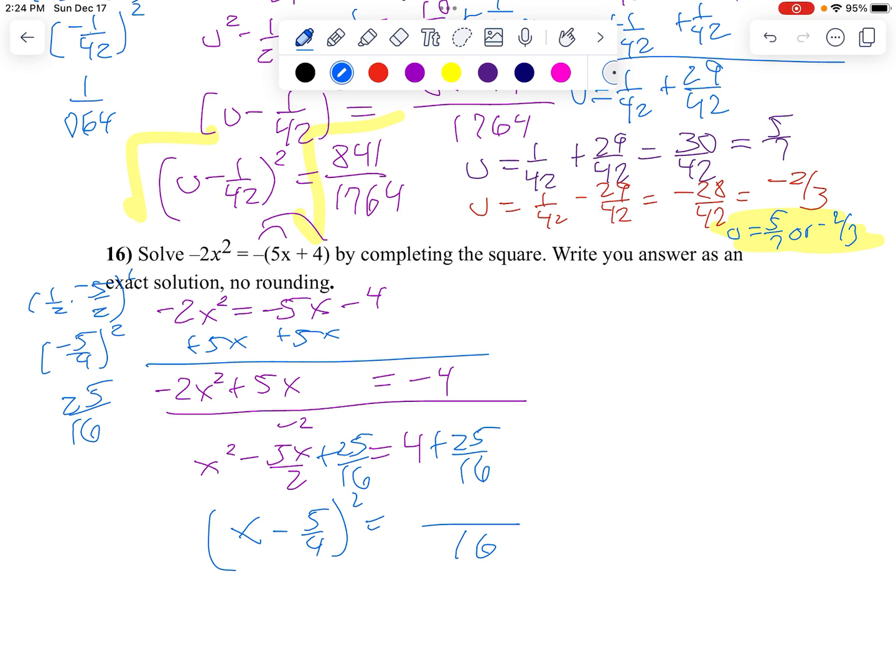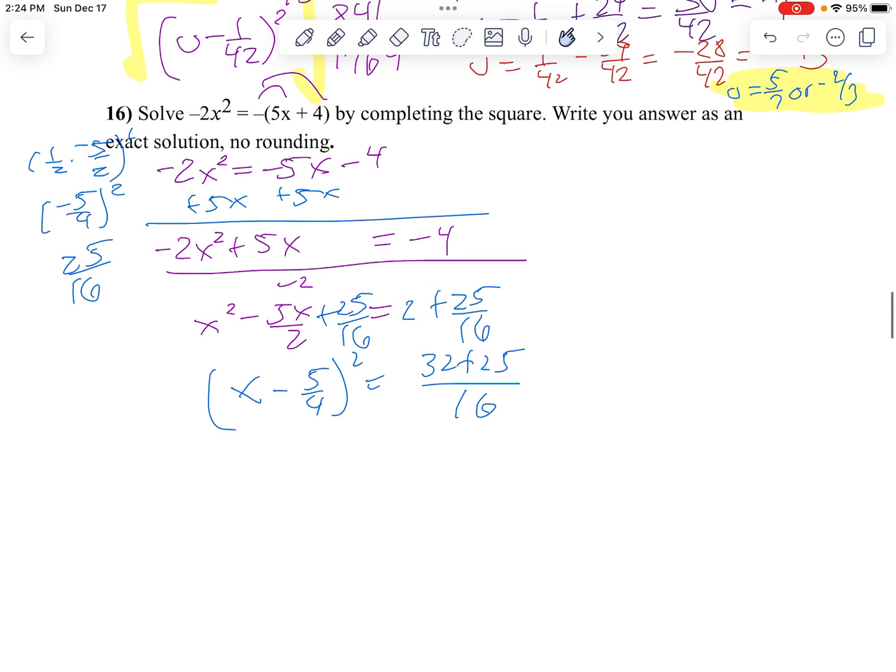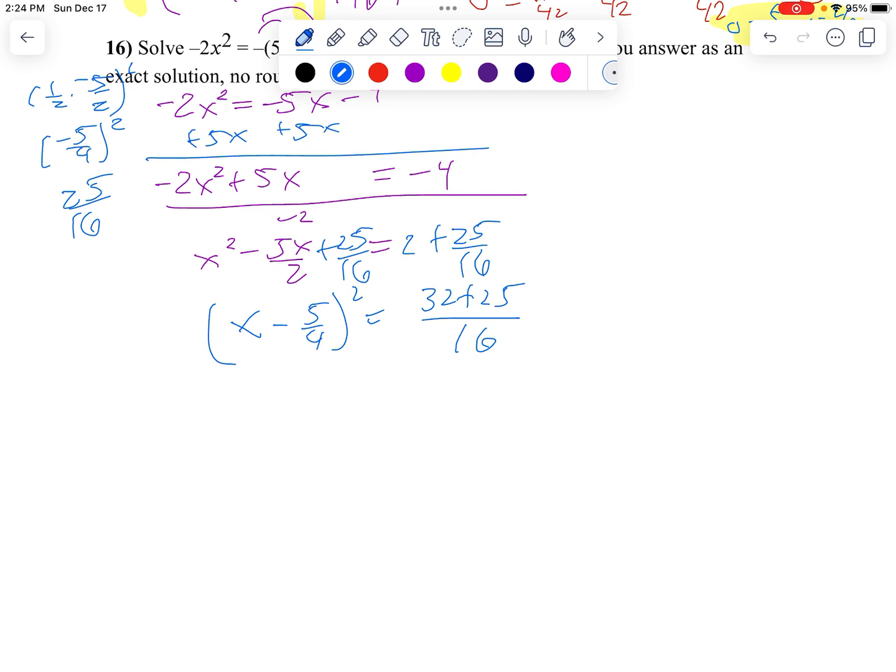Well, my denominator is 16, isn't it? So I've got to take 4. Did I divide by 2? No, I didn't. Sorry about that. Negative 4 divided by negative 2 is a positive 2. So that's 32 over 16 plus 25 over 16. So then we're going to get x minus 5 over 4 squared equals 57 over 16.